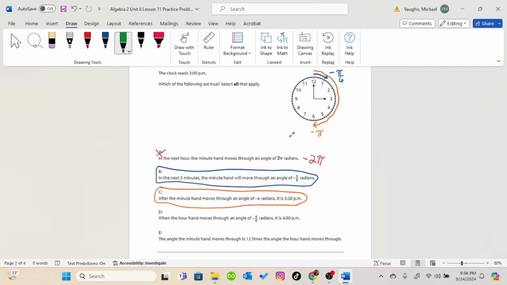Choice D. When the hour hand moves through an angle of negative pi over 6 radians, it is 4 p.m. So this says the hour hand is going to move from 3 clockwise to 4. This would be negative pi over 6. So D is true if the hour hand moves negative pi over 6. It would be 4 o'clock p.m.